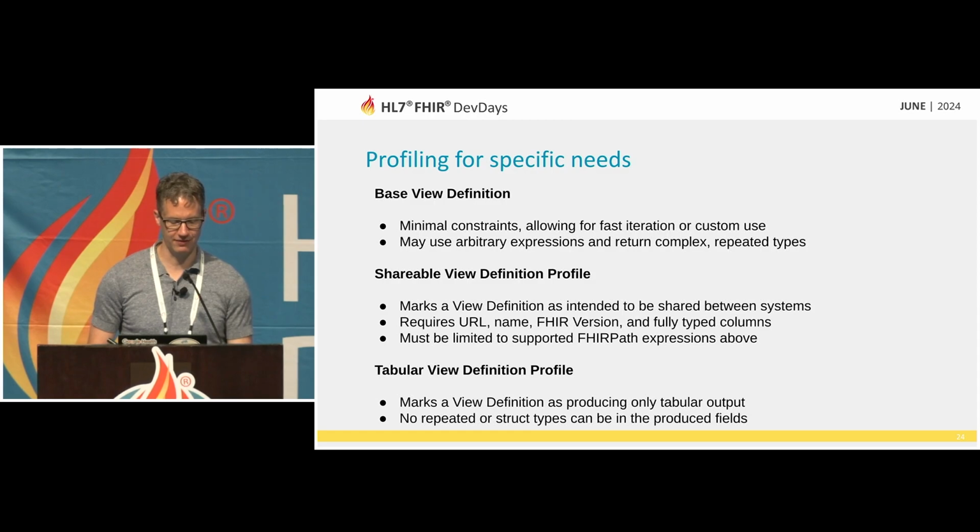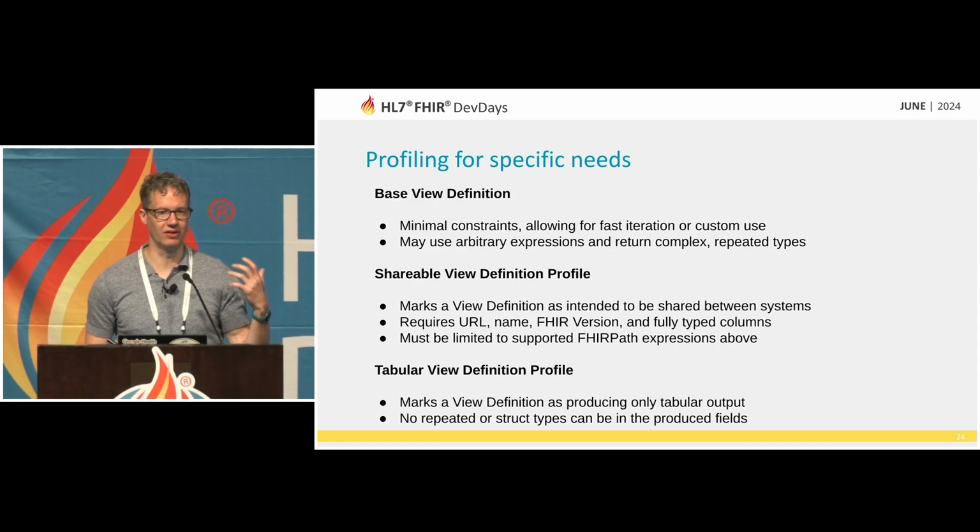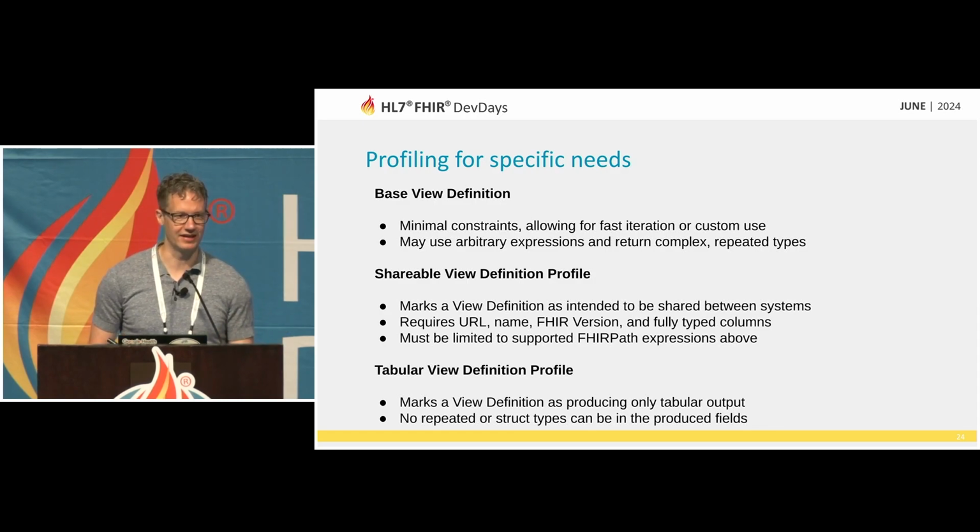Similarly, with a tabular view definition, we've encountered a few different use cases. We've encountered use cases in which some folks may actually want complex structures to be produced in these output views and output columns, and so we preserve that capability in the base. However, a lot of systems really require a scalar value per column, and so as a result, you apply that tabular view definition profile from there.